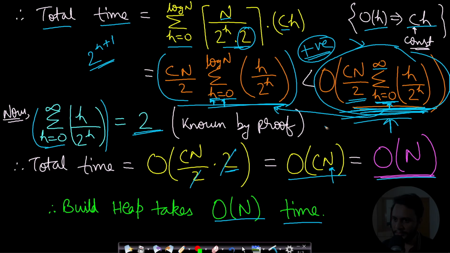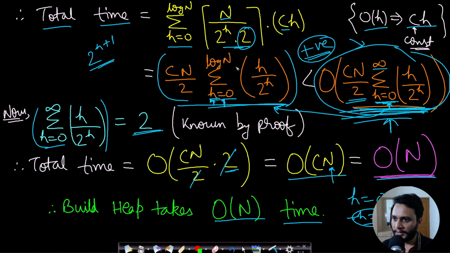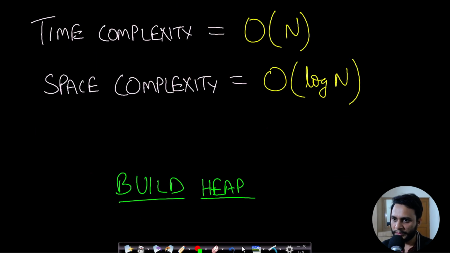So just for the sake of taking the worst case, we started with h equals 0 and not h equals 1. We should ideally have started with h equals 1, but it would not have mattered. And for this one as well, we are starting from h equals 0 to infinity. You can rewind the video and watch it again, and you will understand.